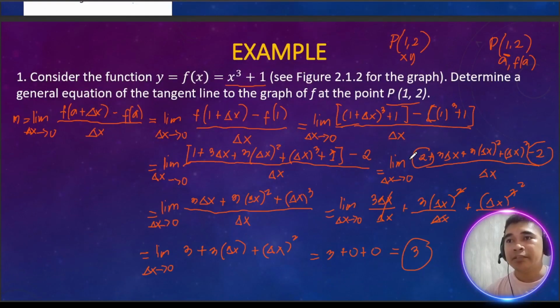With this given. Okay? So, that is what we did. Let me review. First is to identify the given. We have the equation x cubed plus 1. And then, determine the point P. 1 is our a, and 2 is our f of a. So, that is the same as our x and y. And what we are looking for is the general equation of the tangent line. But before that, we need to find first the m, or the slope. And we need to apply definition 2.1.1.